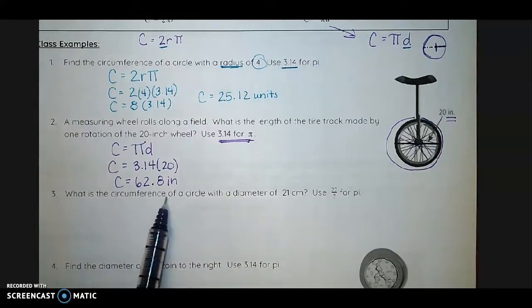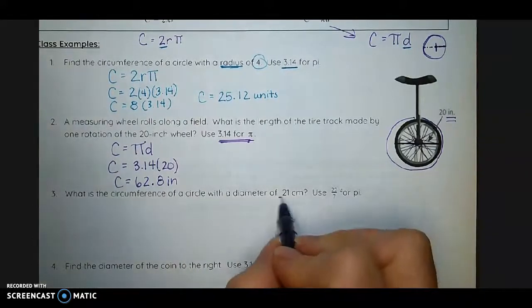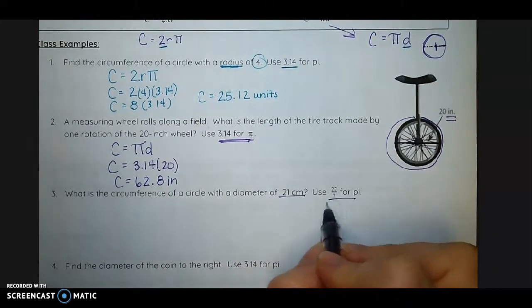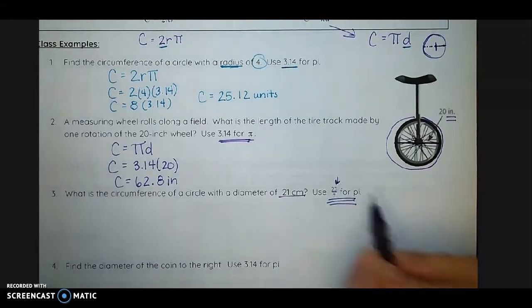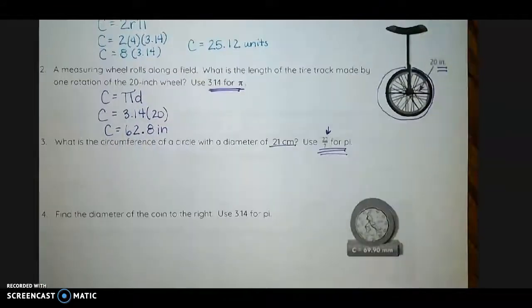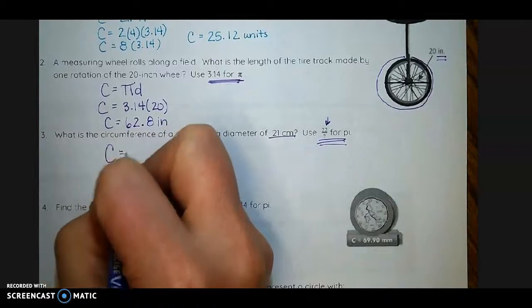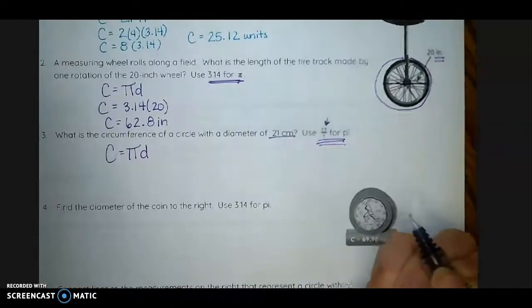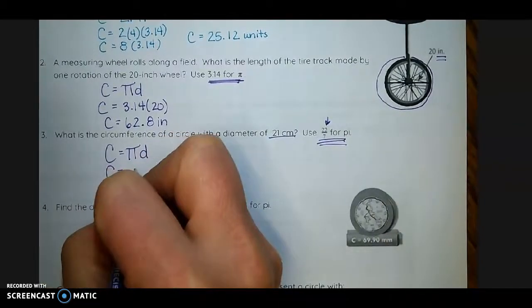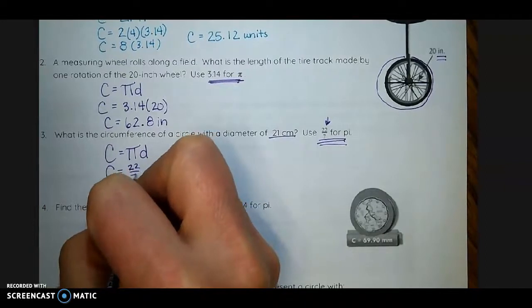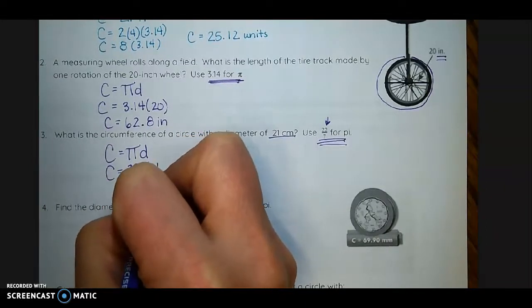Next one says, what is the circumference of a circle with a diameter of 21? And this time, instead of 3.14, it's going to have us use the fraction 22/7. So my circumference equals pi times the diameter. So my circumference is going to be 22/7 times 21.